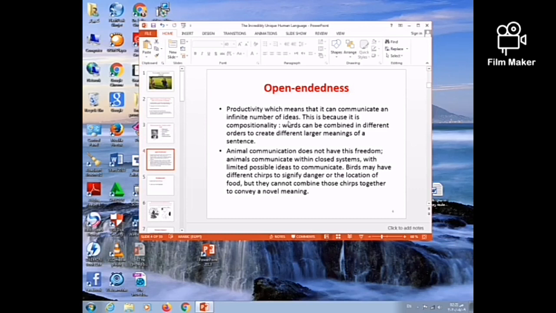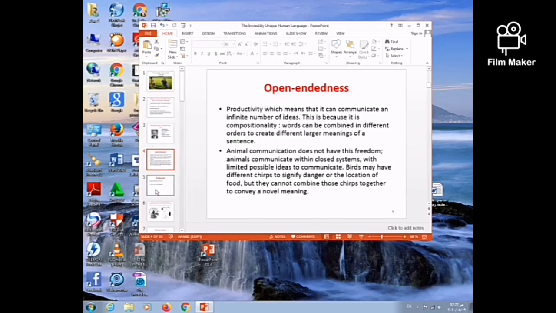Birds, for example, make sounds to signify danger or the location of food, but they cannot combine these chirps together to convey a novel meaning. On the other hand, humans, thanks to compositionality, which is a very important characteristic of human language that is derived from productivity or open-endedness or creativity, because all these words really refer to the same property, which is creativity, are able to combine words in order to make larger meanings and larger sentences and larger units.